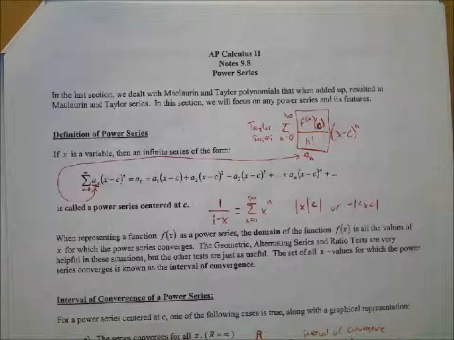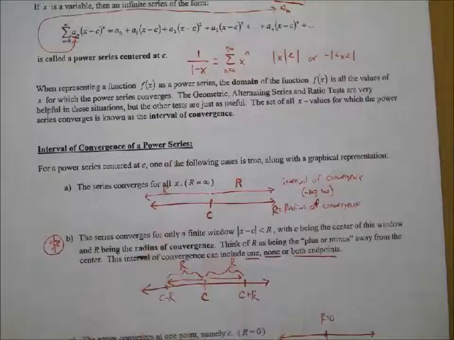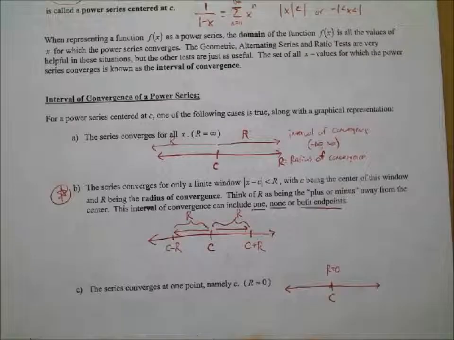In this section, 9.8, we're still talking about Maclaurin and Taylor series, okay? But here we're going to focus on more generic power series, things that when they add up, maybe we don't know what the function would be, but we're still working with them. We're identifying, for example, the interval of convergence for that power series. That was the homework we just talked about.